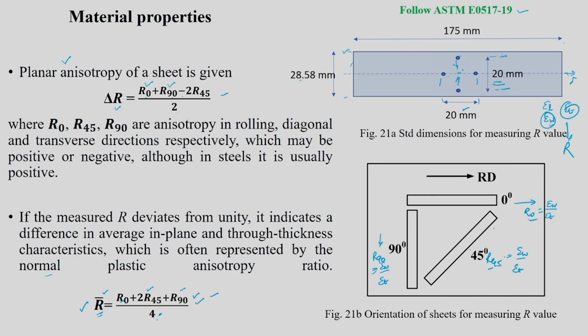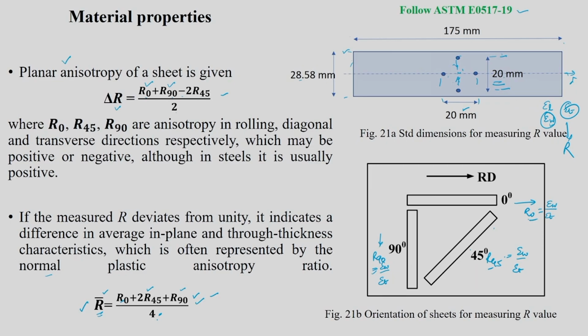From there onwards, we introduced R bar, which is an average quantity, and then delta R, which tells you how different the R value is in the plane: (R0 + R90) by 2 minus R45. You take the average of R0 and R90 and compare that with R45, how different they are. That is given by delta R, which is called the planar anisotropy of the sheets. Okay, with this we will stop, and we will see in the next class.